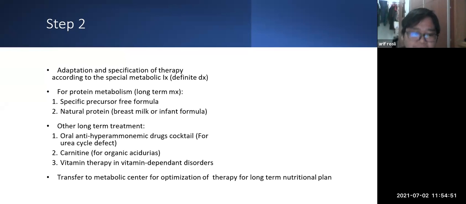Then other long-term treatment, we will give oral anti-hyperammonemic drug cocktails for urea cycle defect, carnitine for organic acidurias, vitamin therapy in vitamin-dependent disorders, and we will need to transfer to Metabolic Center for optimization for long-term therapy. Next.